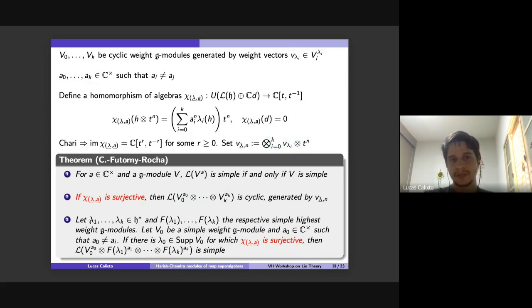And if we start with lambda 1 up to lambda k, some elements in the dual of the Cartan subalgebra, associated to each of these linear functionals we have finite dimensional modules over G. And if we take V0, any simple weight module, and A0, some element which is not equal to these little a_i's which appear here, then we can do the evaluation representation associated to this data, and we can take the loop module associated to this data, and this is going to be simple. So again, we have to use that this is a surjective map.